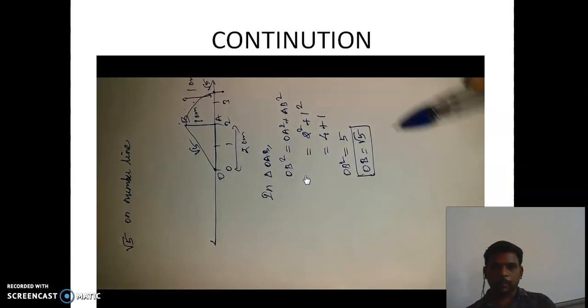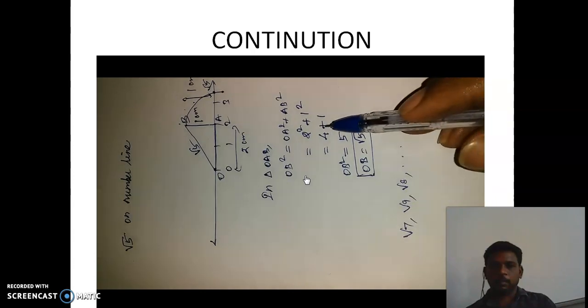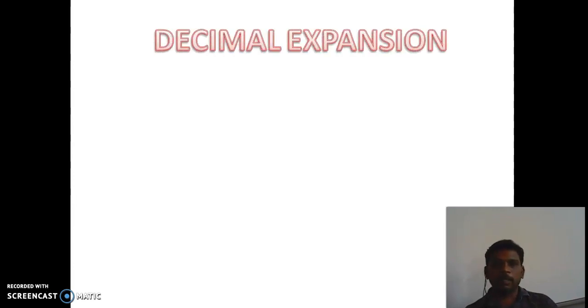Similarly, you can represent root 7, root 9 or root 8, whatever it is, on the same number line by using this concept. I think you all understood that video, that is, how to represent irrational numbers on the number line. So we have seen how to represent root 2, root 3 and root 5. For the remaining numbers, root 7, root 9, root 10, root 11, it is the same procedure. Next we are going to see the decimal expansion.